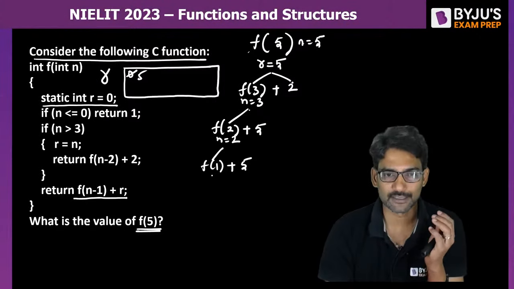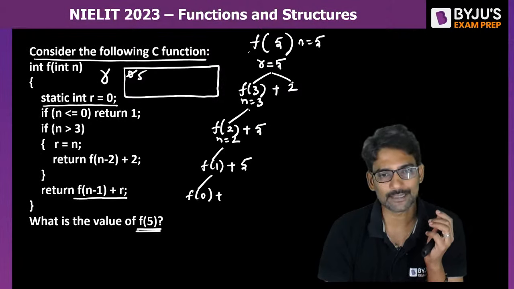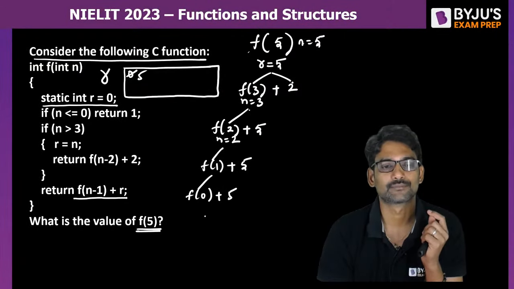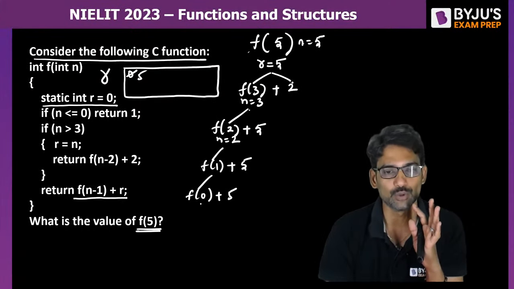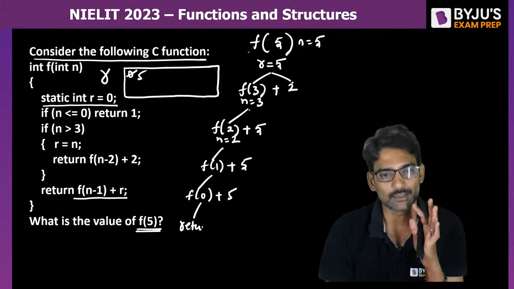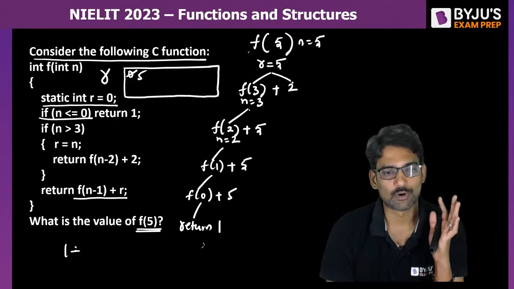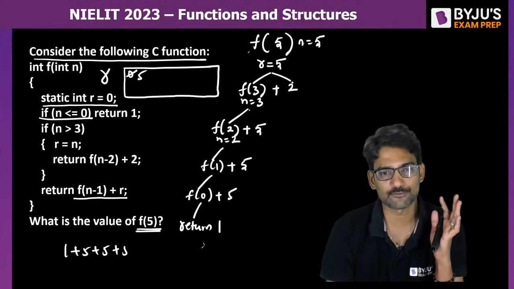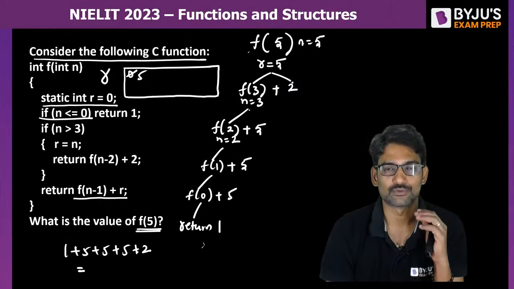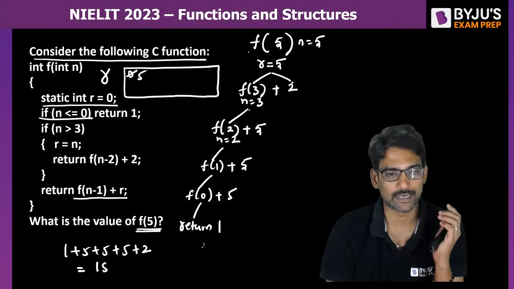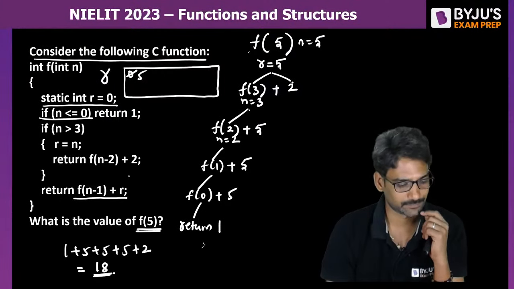What is f of 1? F of 0 plus r. And what is f of 0? 0 less than or equal to 0, true. So, it returns what? First if condition is true for this. So, it returns 1. So, now add all. 1 plus 5 plus 5 plus 5 plus 2. So, this is 3 5s are 15 plus 2, 17 plus 1, 18. 18.